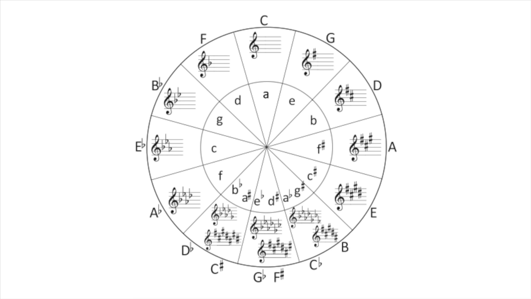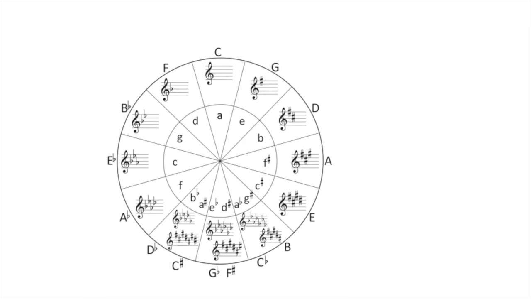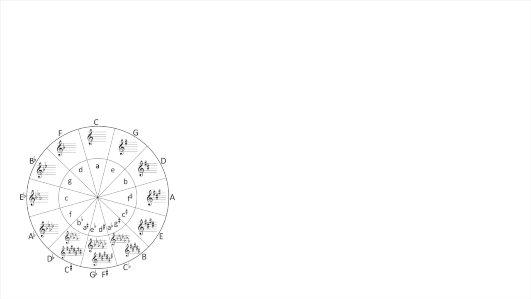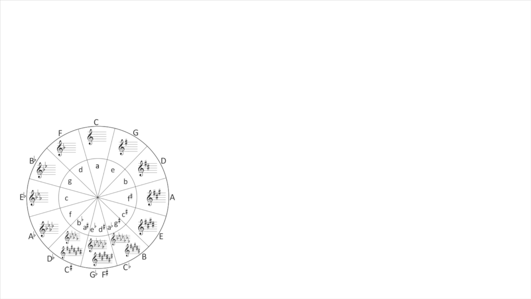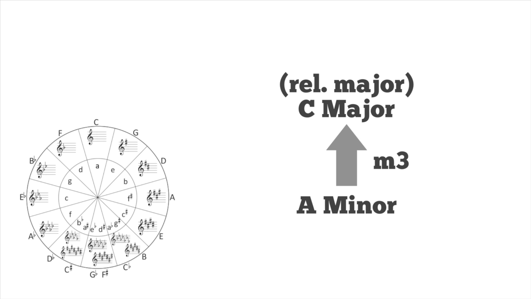Next, we have the circle of fifths. This chart will help you figure out which notes are sharped or flatted in any given major or minor key. Every major key has a corresponding relative minor key whose tonic is located a minor third below the root of the major key. This is also true in reverse. Every minor key has a relative major key that's located a minor third above. In each case, they both share the same key signature.